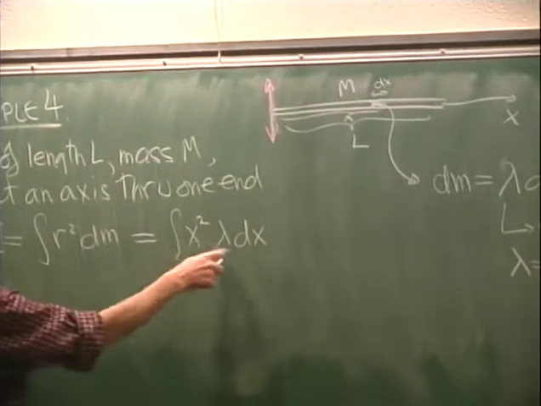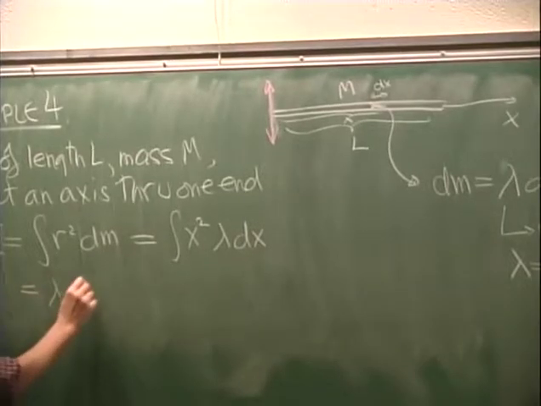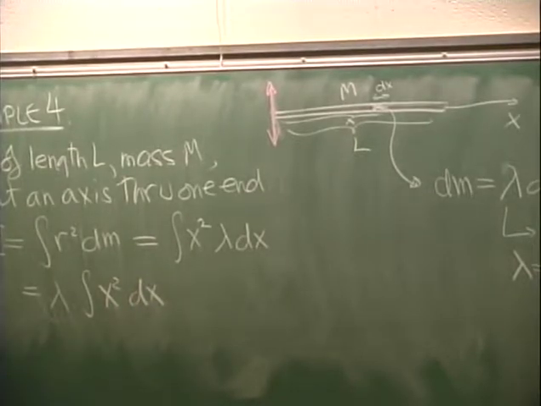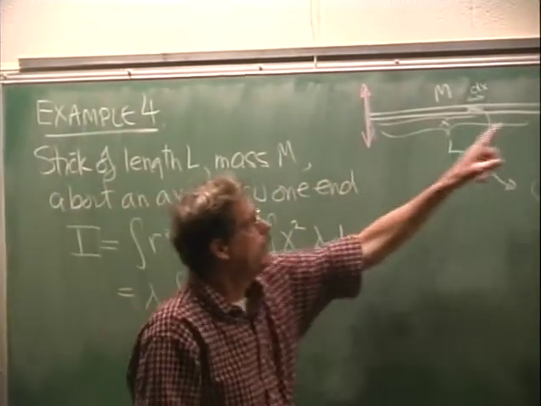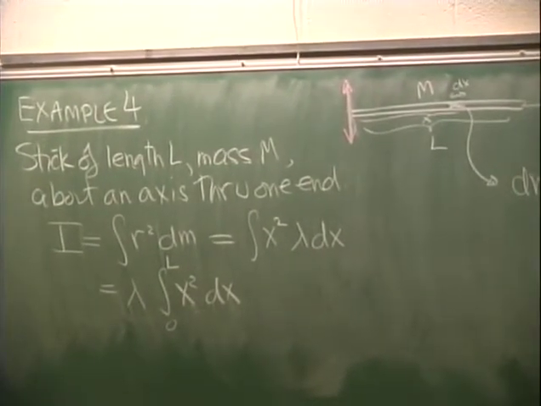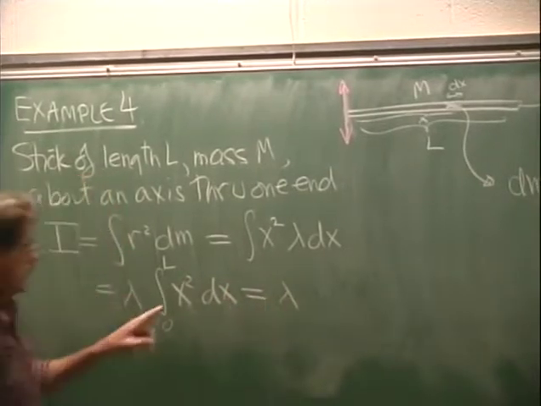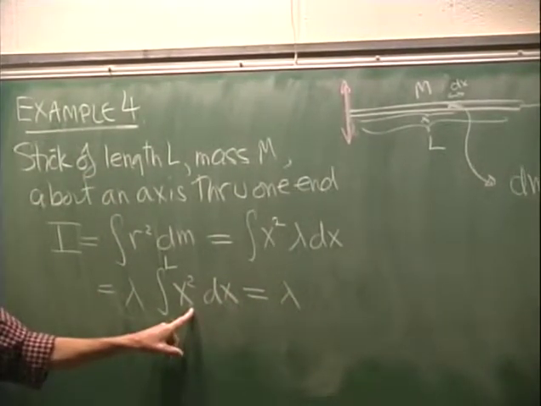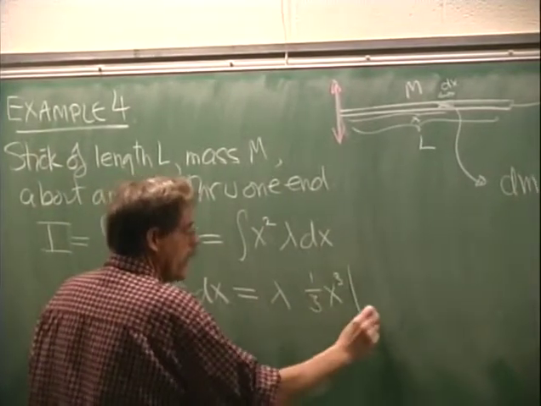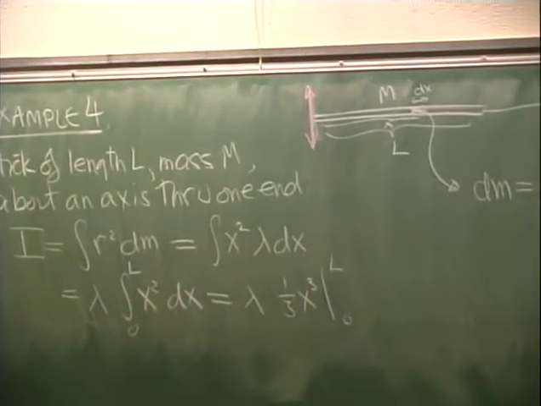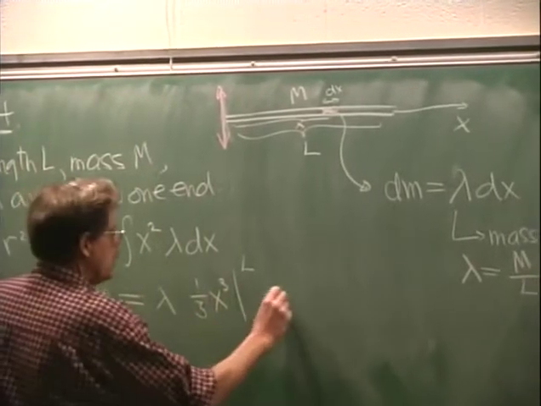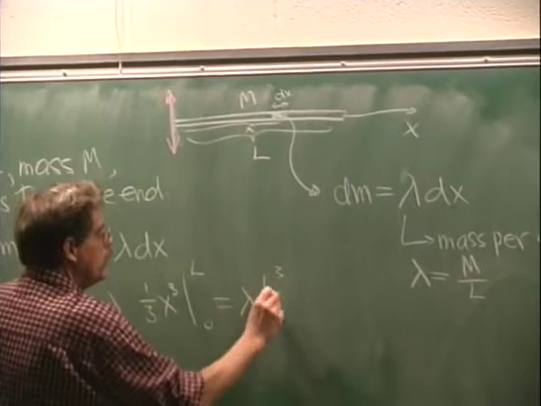Now I've got this set up as an integral. Lambda, of course, comes out in front of the integral, and I've got x squared dx, and I want to integrate that between the limits 0, the beginning, and L, the end. So what does this give me? Lambda, the integral of x squared is x cubed over 3. So it's 1/3 x cubed, evaluated at the limits 0 and L. At the lower limit, 0 cubed, I get nothing. At the upper limit, I get L cubed. So this is lambda times L cubed over 3.